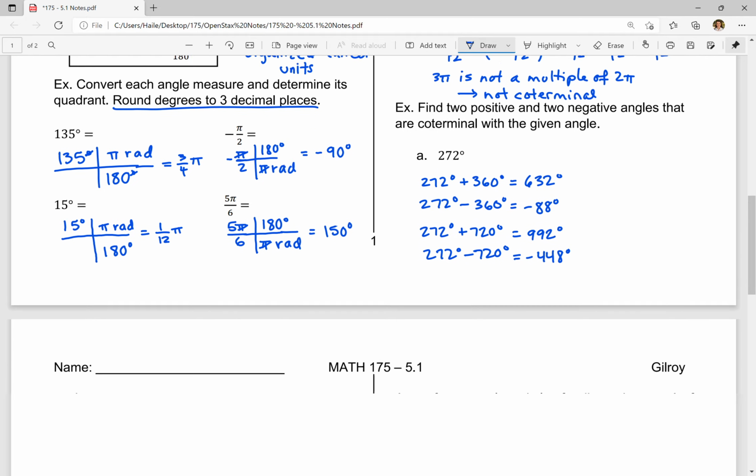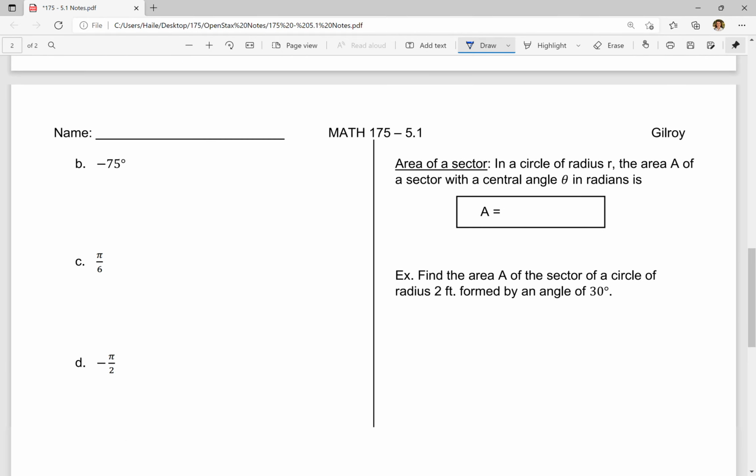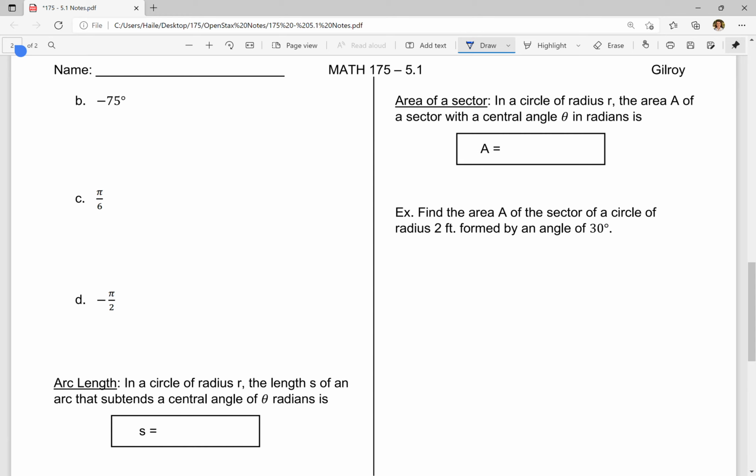Okay, let's try another one. Our next one is negative 75 degrees. Once again, I'm just going to pick some multiples of 360. So why not start with the smallest? We can do negative 75 degrees plus 360 degrees, and negative 75 degrees minus 360 degrees. These two are going to give me 285 degrees and negative 435 degrees.